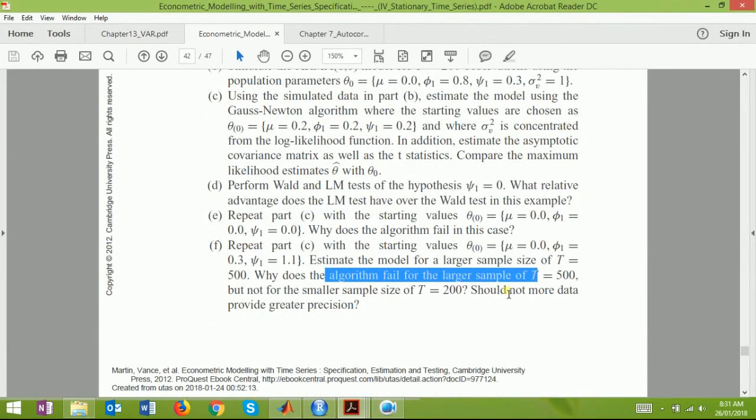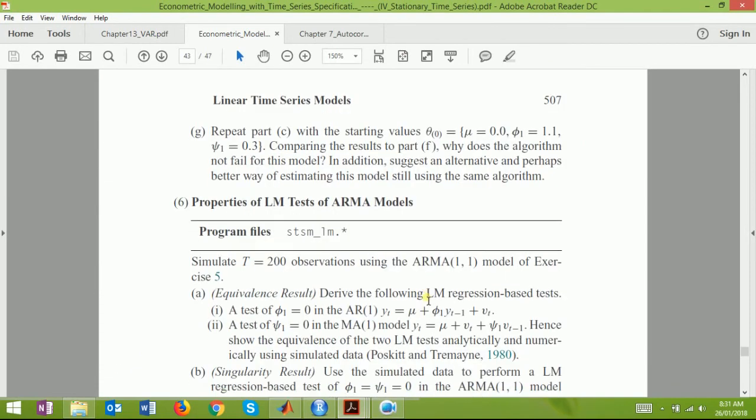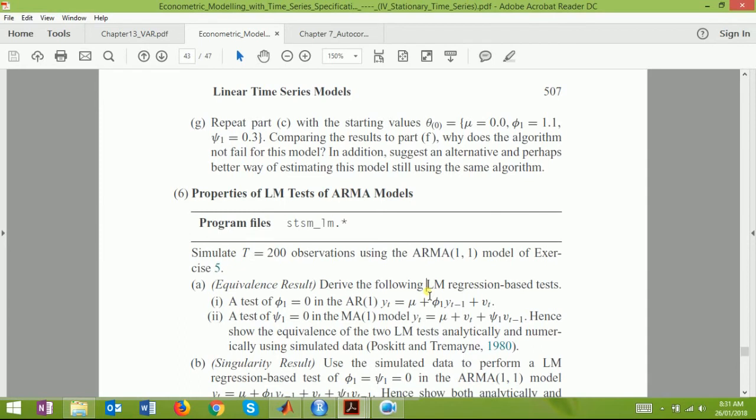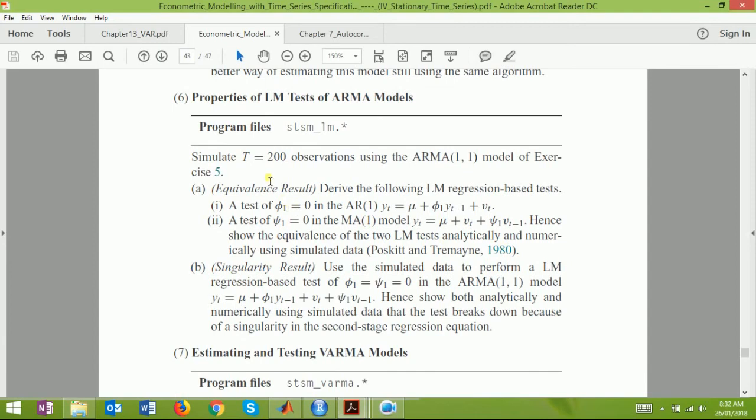Then the next problem is the LM test for ARMA models, right? I think the LM test for ARMA models will give you something similar, the same problem as before, I guess. However, let's see. Simulate t equals 200 observations using an ARMA 1-1 model for exercise 5. Derive the following LM regression based test: y t equals phi 1 y t minus 1 plus v t, y t equals mu plus v t plus psi 1 v t minus 1. Hence, show the equivalence of the two LM tests analytically and numerically using simulated data.